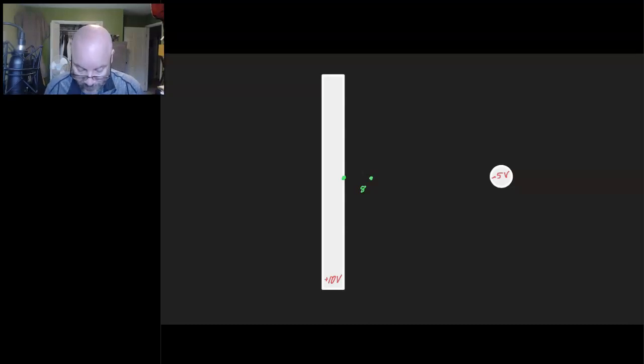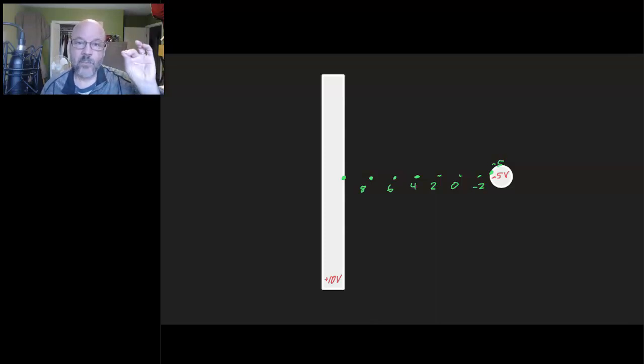And then we move out a little bit further, and then it's gone down to 6, and then to 4, 2, 0, -2. And of course, on the sphere over here, it's -5. Okay, just like that. And then let's say that what we want to do is find all of the places where the voltage is 8. Okay, 8 volts.